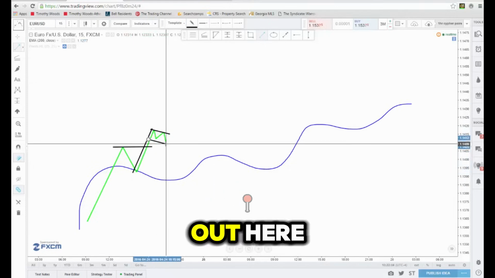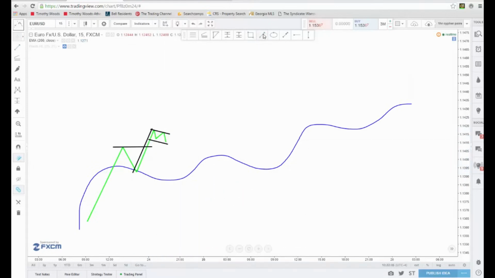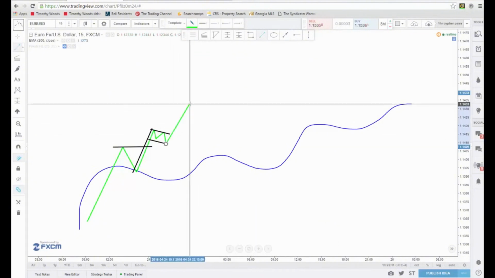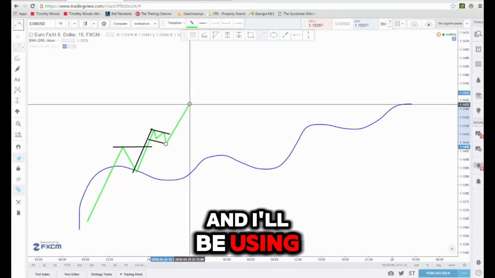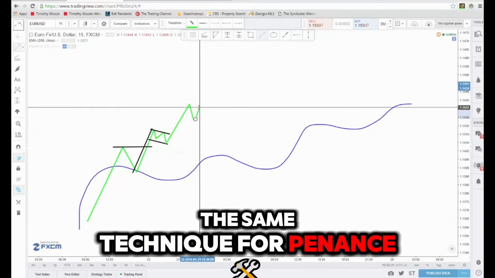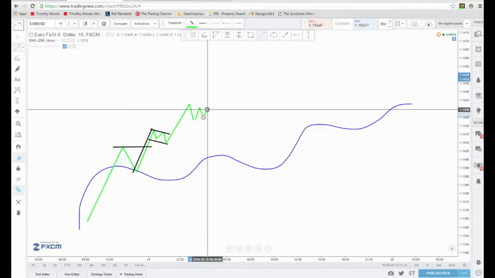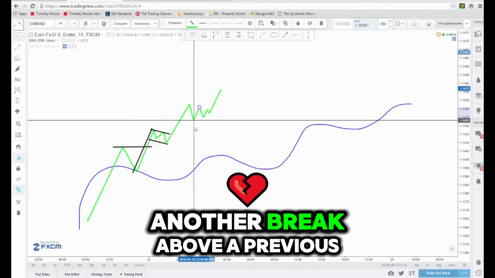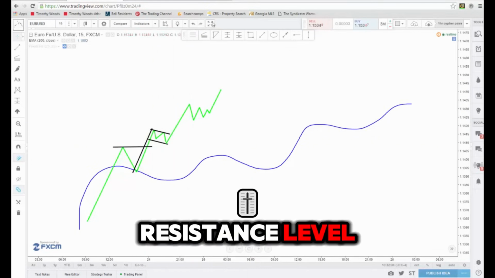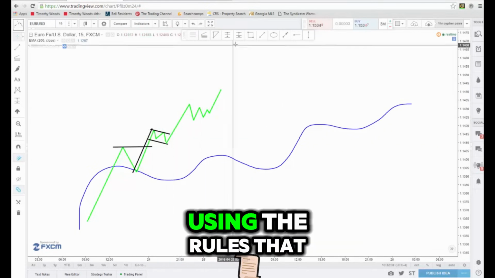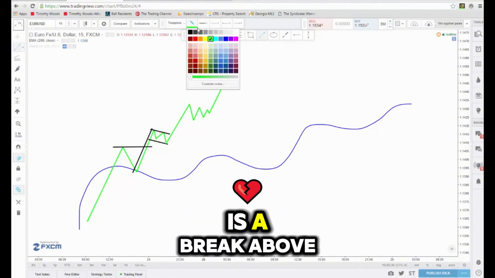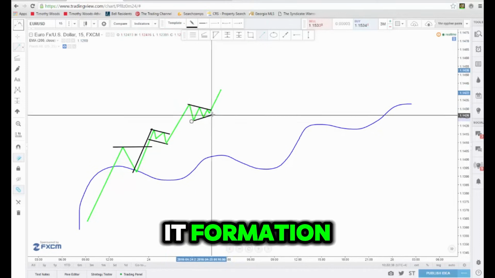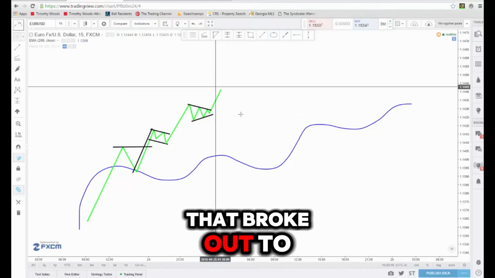Draw our flag pattern out here, and obviously we would hope for a breakout to the upside of this flag pattern. And I'll be using the same technique for pennants as well. As you can see, another break above a previous resistance level, which is the first thing I'll be looking for using the rules that I've created for simple patterns, is a break above a previous resistance level, and then a pennant formation that broke out to the upside.